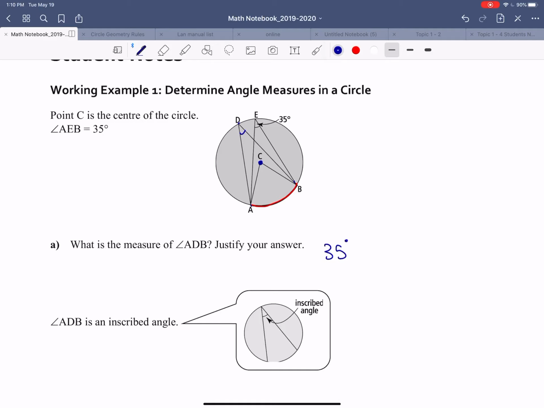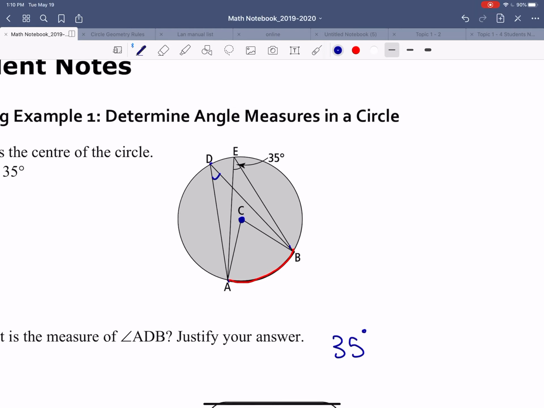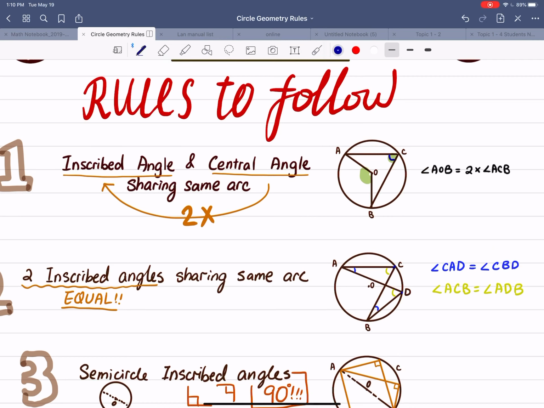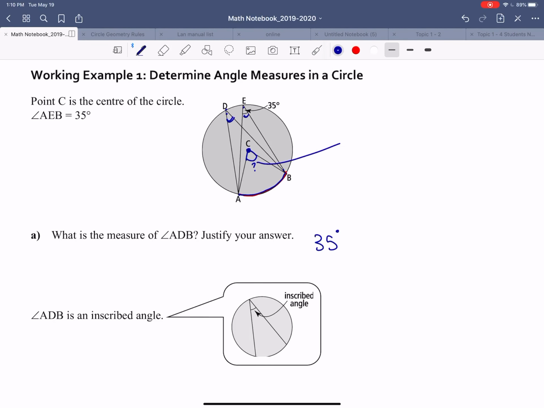What's the measure of ACB then? ACB has a chord of AB. So ACB, this one here, is the same chord as our E and our D. Do you agree? All three angles share exactly the same chord AB. So if these two are 35, then the central angle here, according to our rule, doubles that one. So it should be 35 times 2, which is 70.